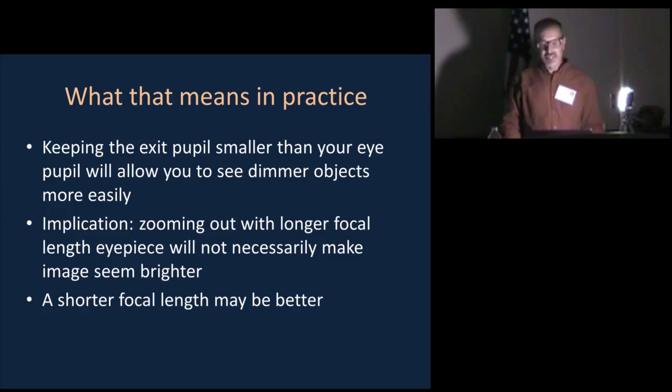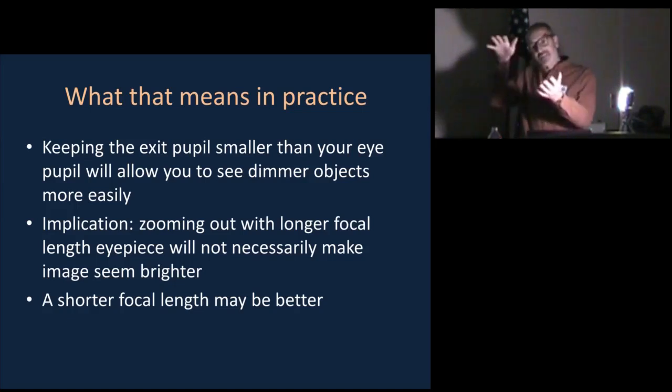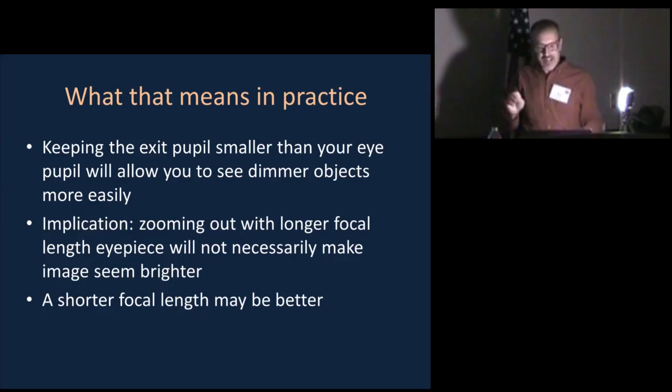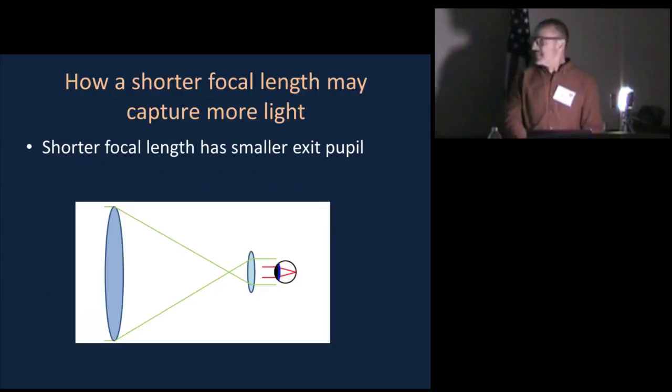Another implication of this is that if you zoom out with a longer focal length, if you think about this, all the light's getting concentrated into a smaller area, but that's not necessarily going to make the image brighter because it's making the overall image wider. So in some cases, a shorter focal length may be better to look at objects. So another little diagram here.